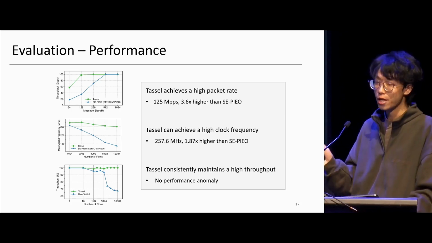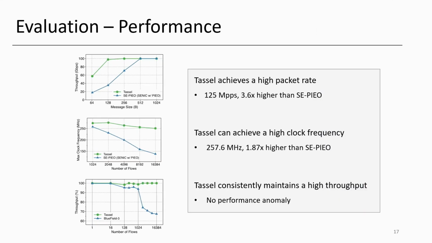For the evaluation part, we first show that Tesla can achieve a high packet rate. We measure the aggregate throughput of multiple flows while increasing the message size. As shown in the first figure, Tesla can achieve 125 million packets per second, which is 3.6 times higher than Silicon Pile.